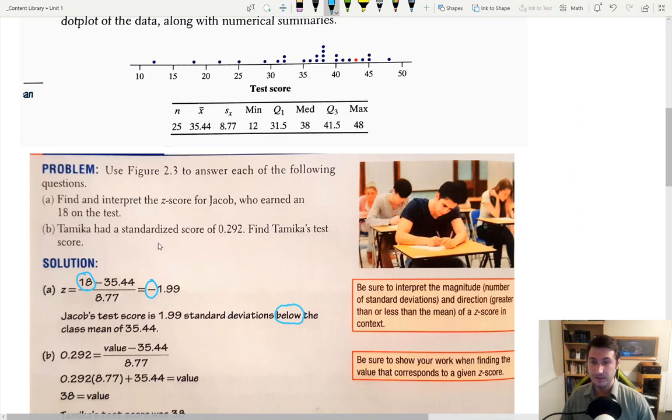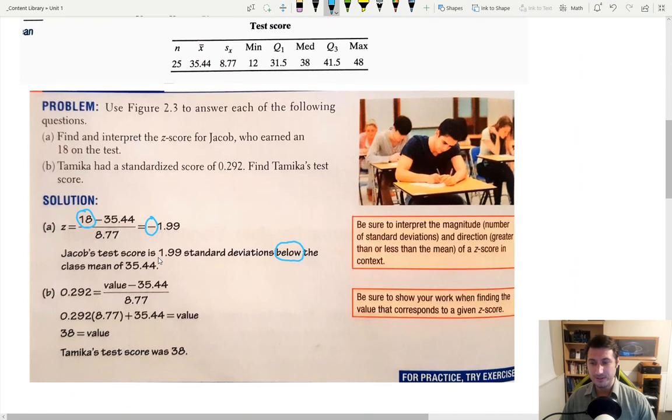Now you have to also do that backwards. Tamika had a standardized score of 0.292. She was 0.292 standard deviations above, this time, the mean. What was her test score? We use the same formula, only now we know what z is. So this number right here is 0.292. But we don't know the test score, so you can think of that as your solve for x. Woot woot, yay, algebra.